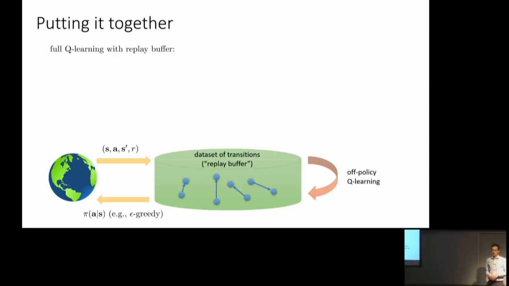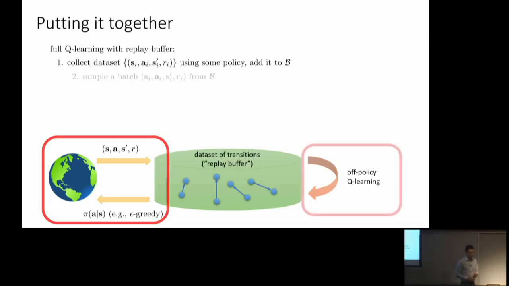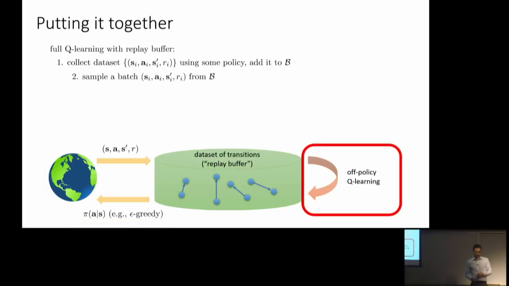Okay, so now we can put this all together and write out an example of an actual Q-learning algorithm with a replay buffer. It's going to look very similar to our fitted Q iteration. We're just going to collect some data set using some policy, and drop it into our buffer B, so we're taking the union of what was in the buffer before and this new data. That's this process. Then we have another process which is going to sample a batch from that buffer.